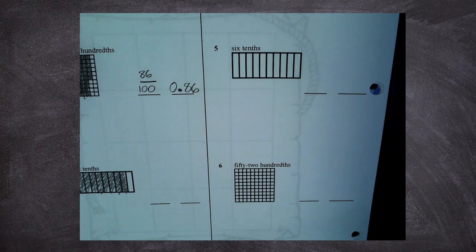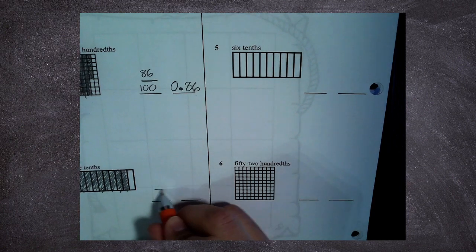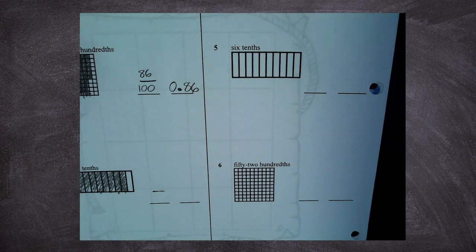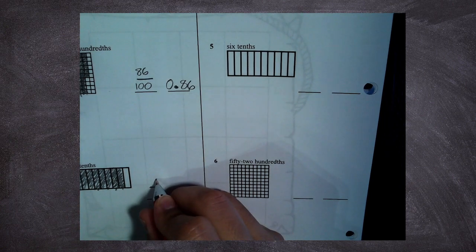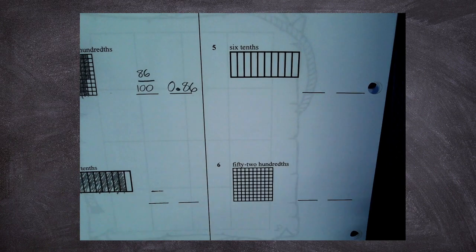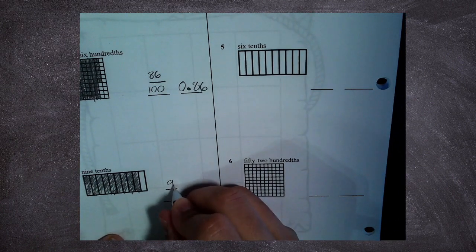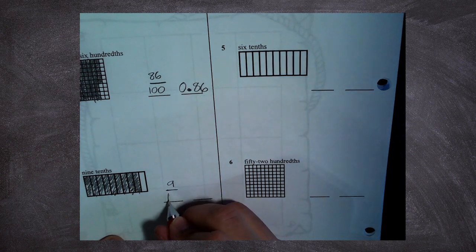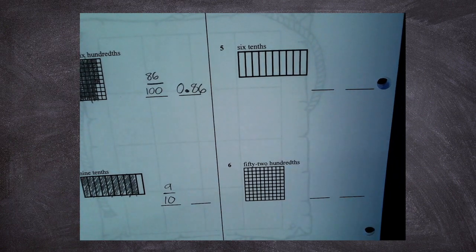So help me out with the fraction. What should my fraction be? 9, and then 10. Okay, 9 over 10, or 9 out of 10, or 9/10. Good job so far, Jaylene. Now, who can help me finish this?